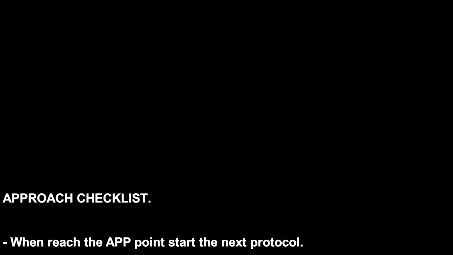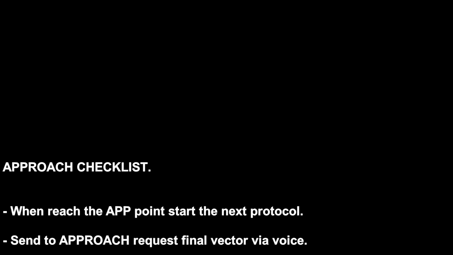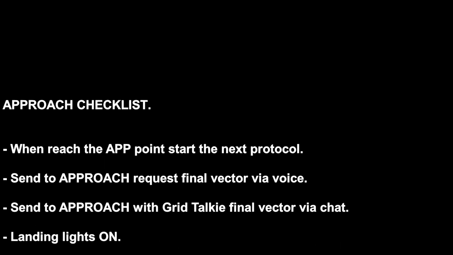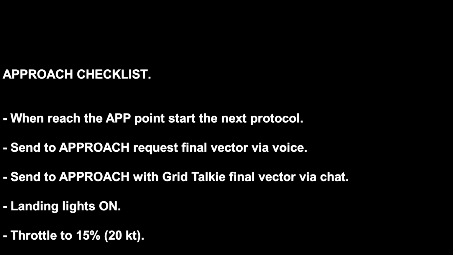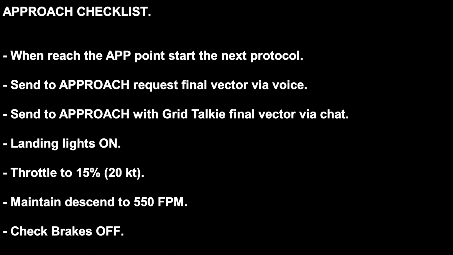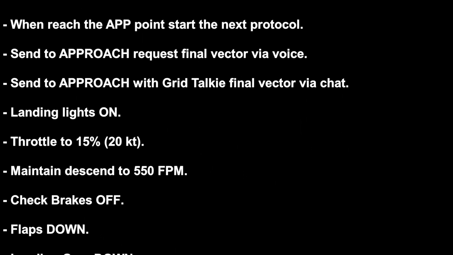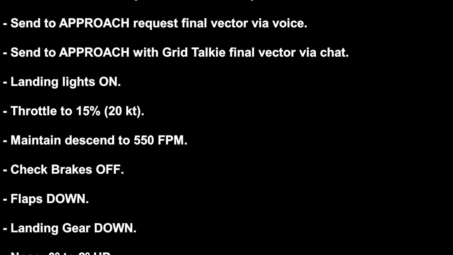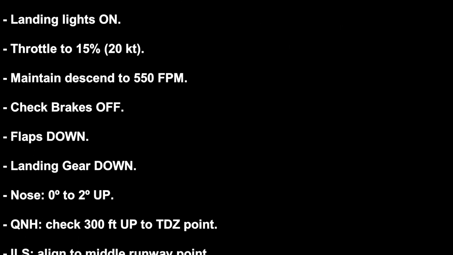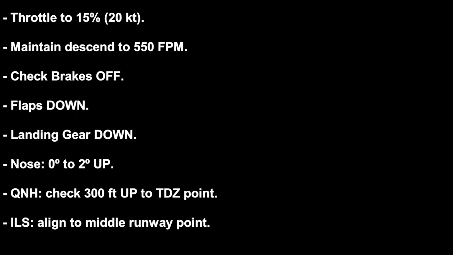Approach checklist. When you reach the approach point, start the next protocol. Send to approach request final vector via voice. Send to approach with Grid Talkie final vector via chat. Landing lights on. Throttle to 15%, 20 kT. Maintain descent to 550 fpm. Check brakes off. Flaps down.